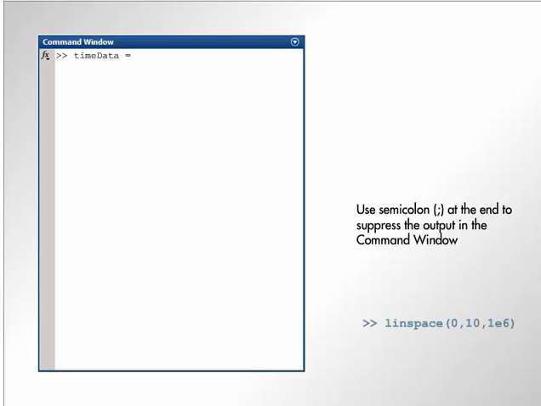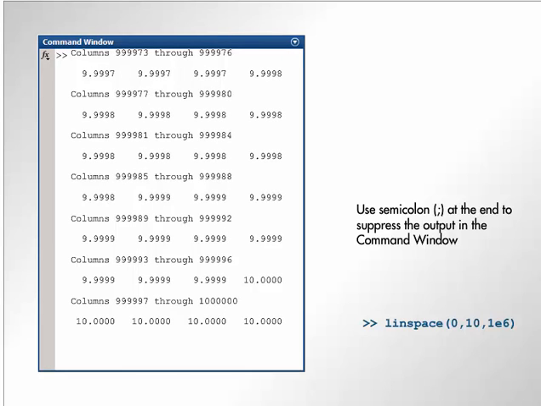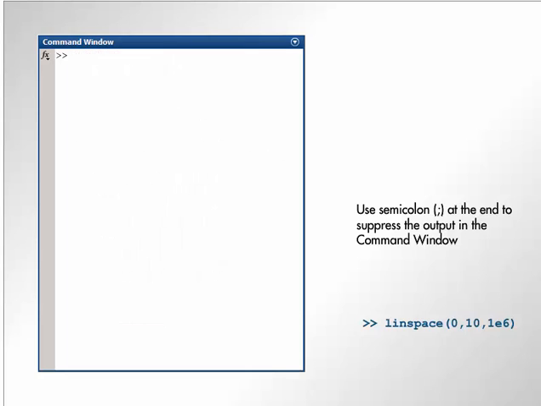The command linspace with 0, 10, and 1 million without a semicolon at the end will display 1 million values in the command window, which is not practical and can be time-consuming. The command with a semicolon at the end executes the exact same command faster because the semicolon suppresses the result, and the command window doesn't need to display 1 million values.